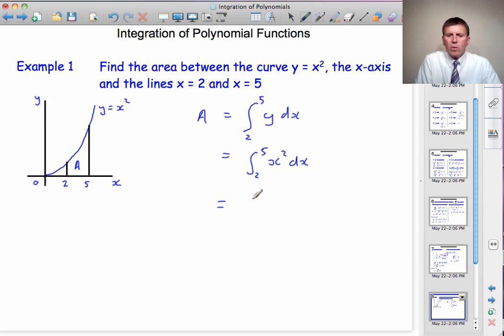And what we do now for notation is we use a square bracket when we integrate. And we keep the limits on, between 5 and 2. When I integrate x squared, I get x cubed over 3.